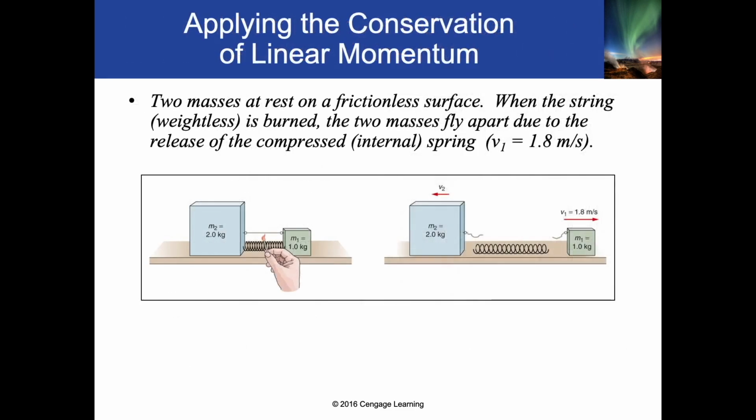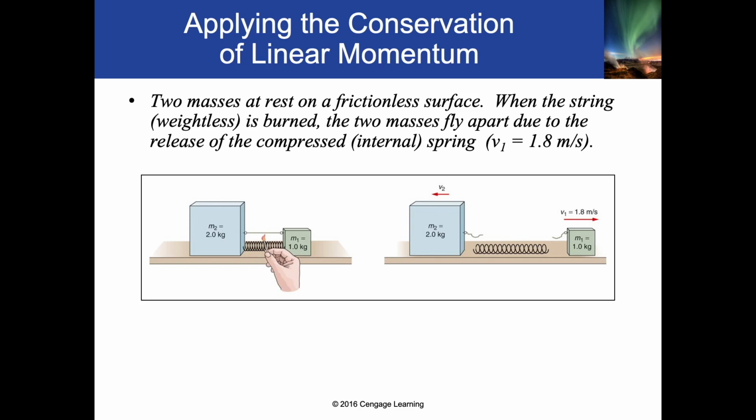Right, so let's apply some linear momentum, okay? If I have two masses on a frictionless surface, which I don't know how a 2 by 4 piece of wood is frictionless, but whatever. Let's say they're frictionless, and they're strung together, and the string is weightless. The two masses fly apart when the spring between them is released, and the velocity of the first one is 1.8 meters per second.